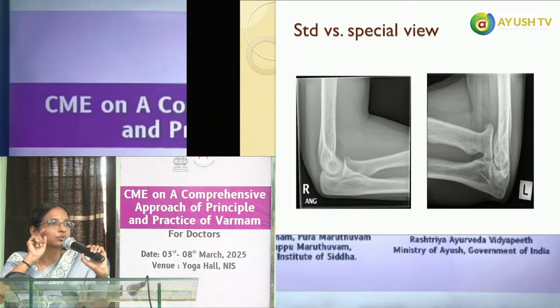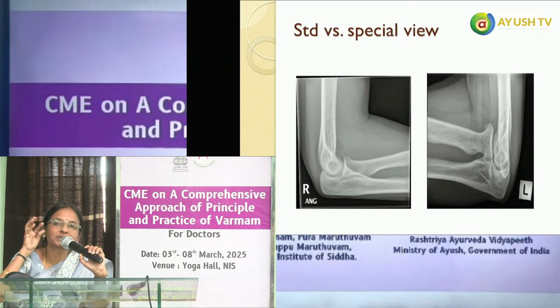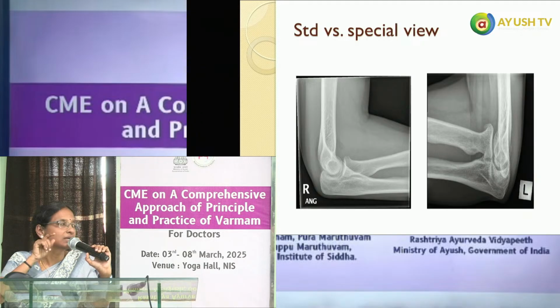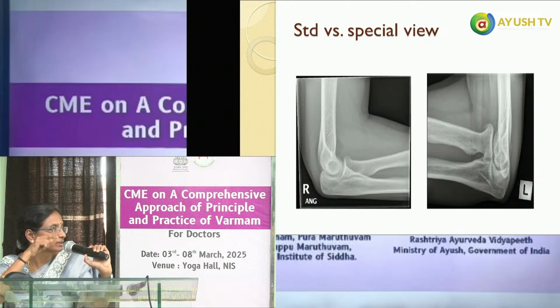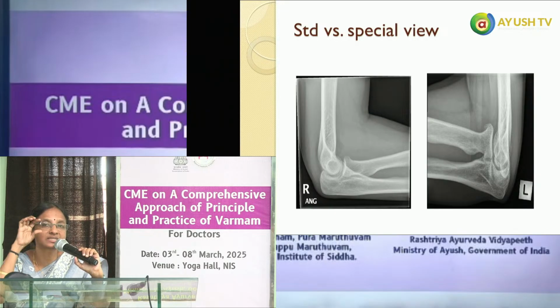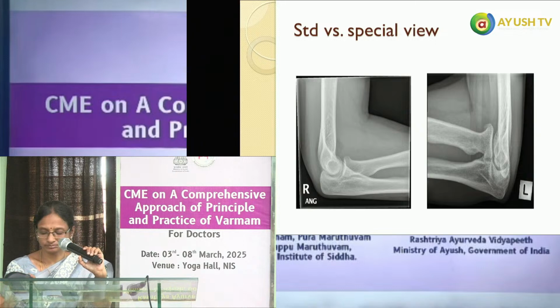So for that you can do a special view called the radiocapitellar view. The radiographers position the patient and then take the radiocapitellar view. See, the head of the radius is completely seen. So any small fractures which are missed in the routine standard views can be picked up with these special views.